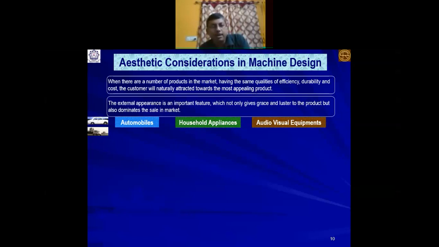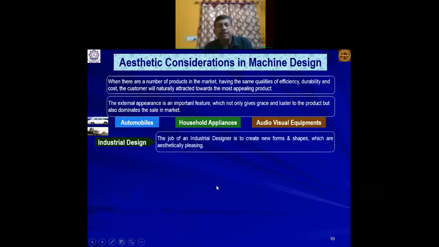Even with Hyundai, the old product and now the i10 and i20 are aesthetically much more beautiful than the previous ones. It is because of the application of different CAD tools that you can develop aesthetically beautiful products, which may not have been possible 30 to 40 years back. That is called industrial design. The same concept is also applicable to household appliances, audiovisual equipment or any other equipment.